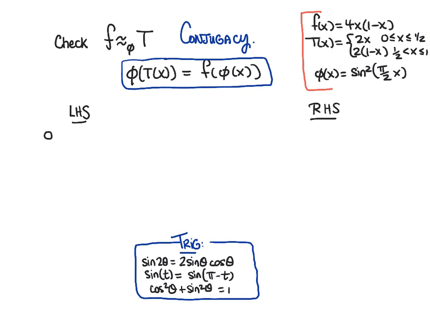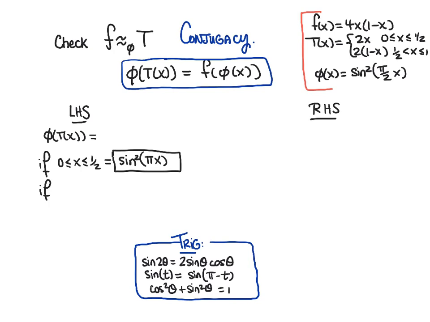So we're going to take phi of t of x, and I have to break this up into two cases. The first case is if x is between 0 and 1/2. Now in this case, t of x is just 2x, so you end up with sine squared of pi over 2 times 2x, which is just pi x. So this is what we end up with under that case.